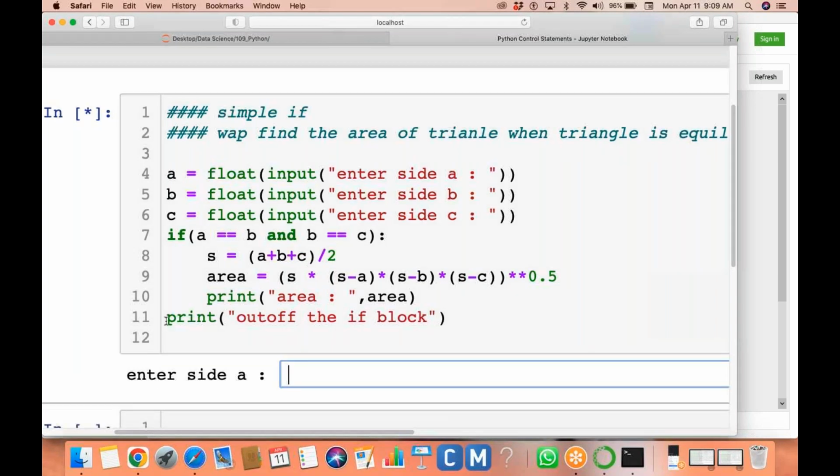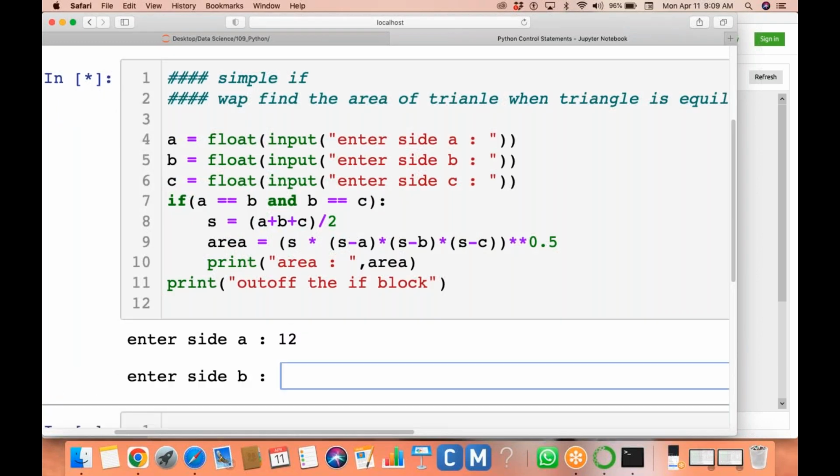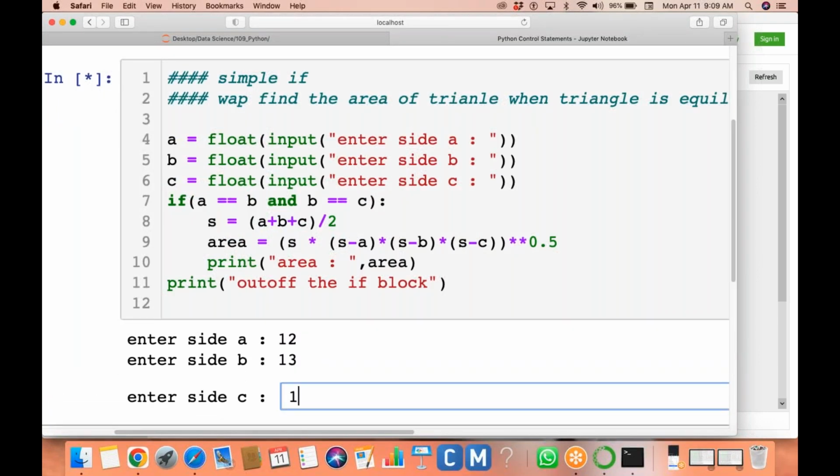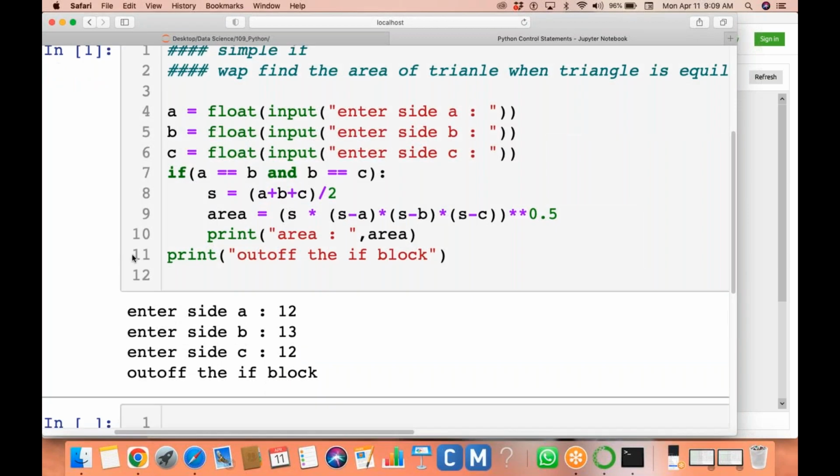So I can enter the a value, 12, and b is 13. Let me go with 12 this time. So this condition was false. The reason is that a equal to b, 12 equal to 13? No, the condition is false. Once the first condition is false, it never goes for the second one. It stops the 7th, 8th, 9th, 10th statement execution. Directly it will go for the 11th statement.